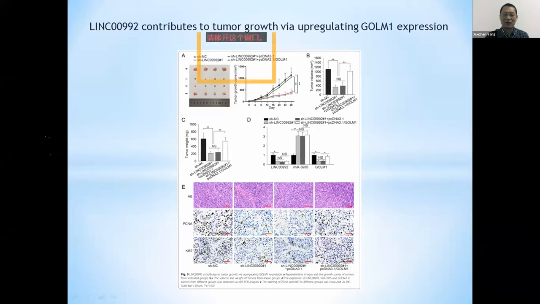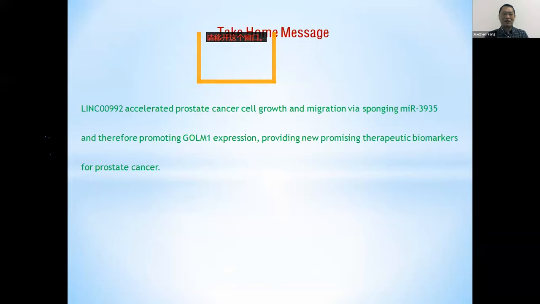So this is the slide for the animal experiment result. This is the last slide of the results of the paper. Now, the take home message. Link 00992 accelerated prostate cancer cell growth and migration via sponging microRNA 3935, and therefore promoting GUM1 expression, providing new promising therapeutic biomarkers for prostate cancer. So this is the take home message.